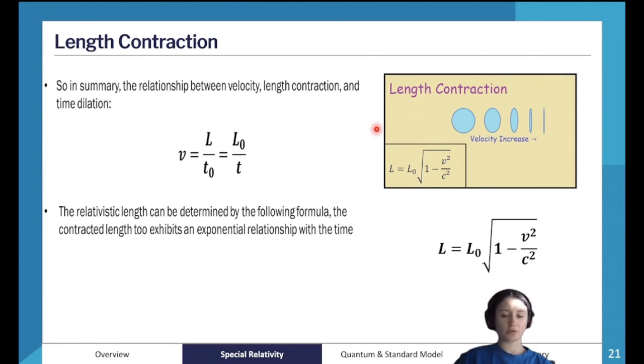One thing you also need to keep in mind is that when we're talking about length contraction, the length only contracts in the direction of motion. Alright, so having a look at our circle here, the height of the circle is not changing. It's only the width of the circle. Alright?